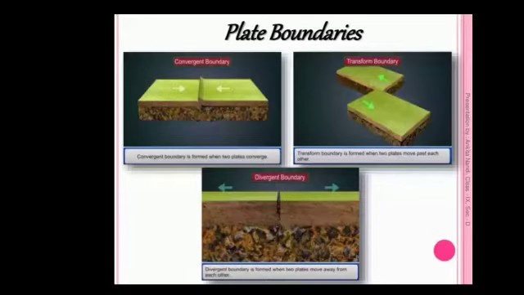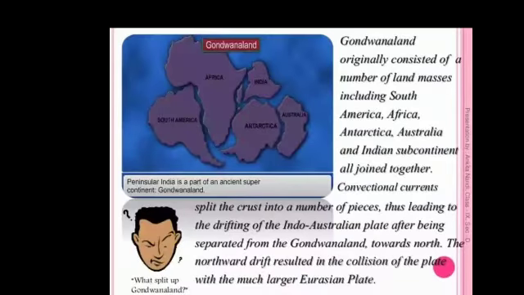So, this is how you can understand the movement of the plates. The oldest landmass was a part of Gondwanaland. Gondwanaland included India, Australia, South Africa, South America and Antarctica as one single landmass.